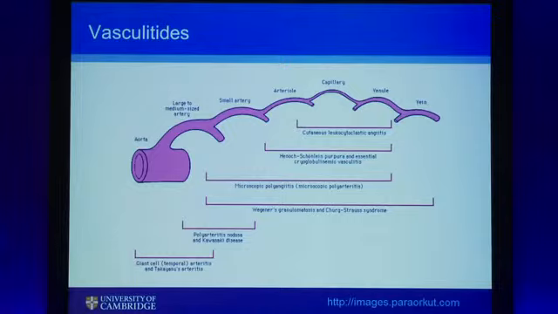So first of all, you could think about conditions which naturally occur and cause inflammation of blood vessels. Because if inflammation is causing stiffening, then these conditions should be associated with increased stiffness. And you can arbitrarily divide vasculitis or vasculitides into various groups, but most people would divide them into those affecting large and medium-sized arteries and then those affecting the small vessels.